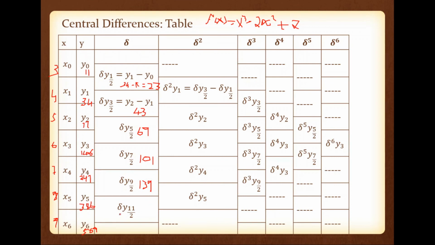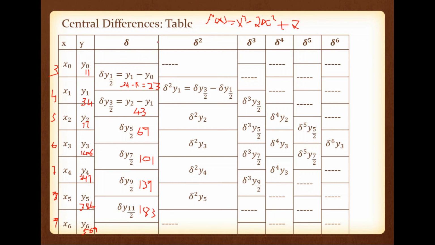Now what is delta y 5.5? That one is the central difference of y6 and y5. So we have 569 minus 386, so we have 183. So the data is 183. Is it okay? So the first central difference is completed.